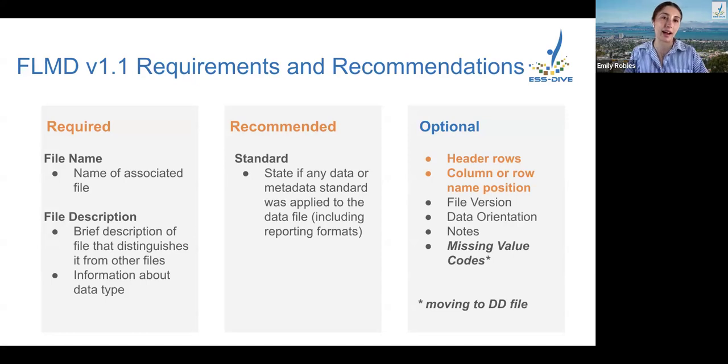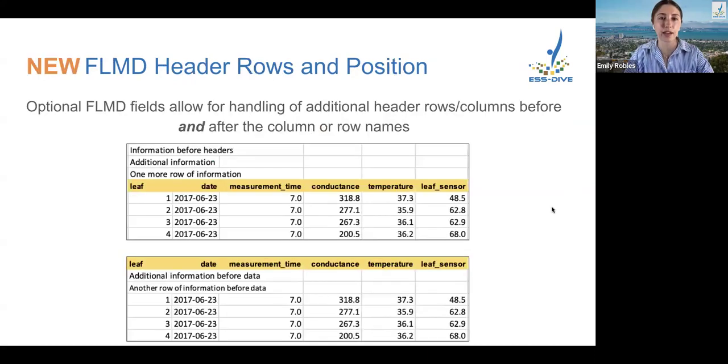I do want to point out that there are 2 new optional fields, header rows and column or row name position, and we'll also talk about those in a moment. The optional fields have been pared back quite a bit, and missing value codes, which has been an optional field, is actually going to be moving to the data dictionary file. So that's just a very brief overview.